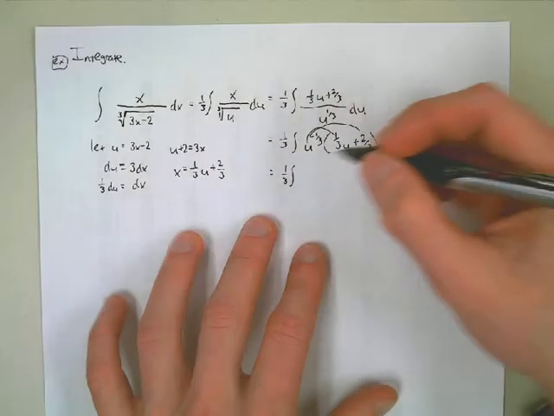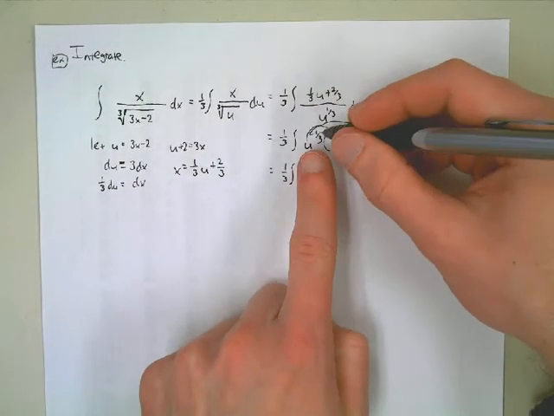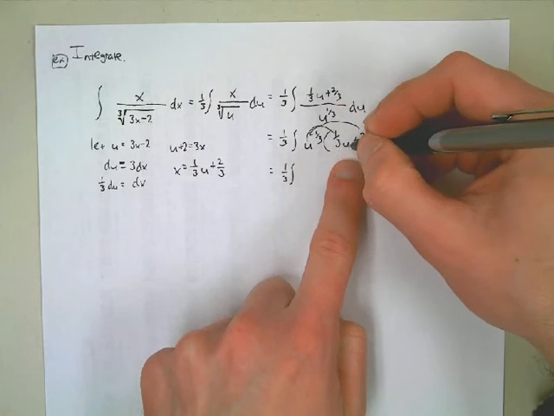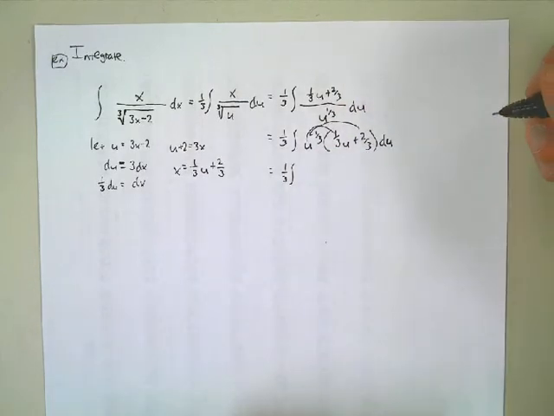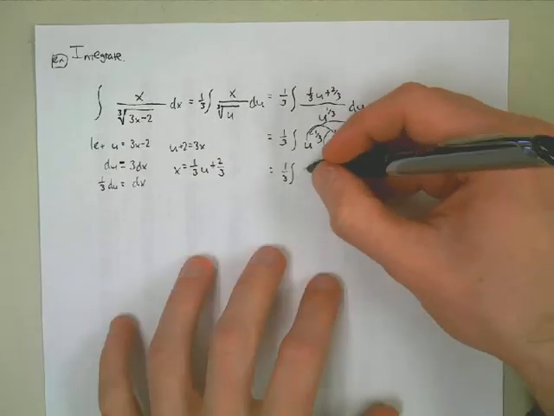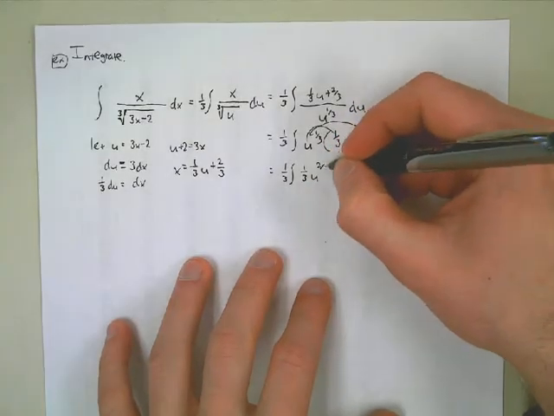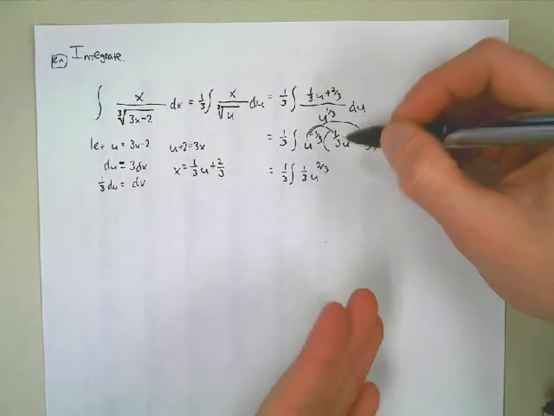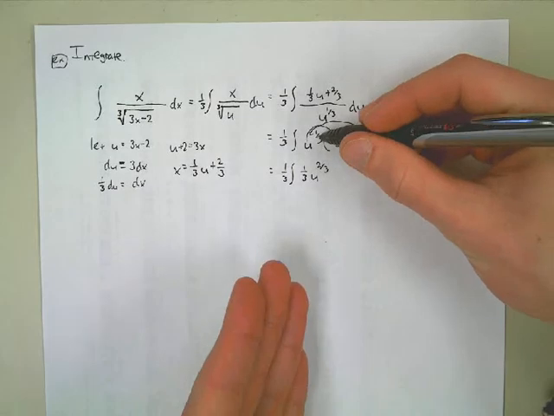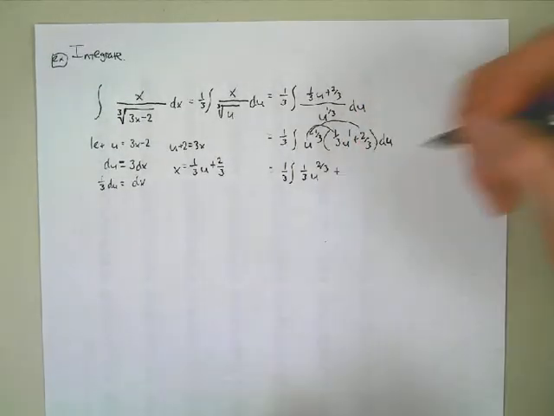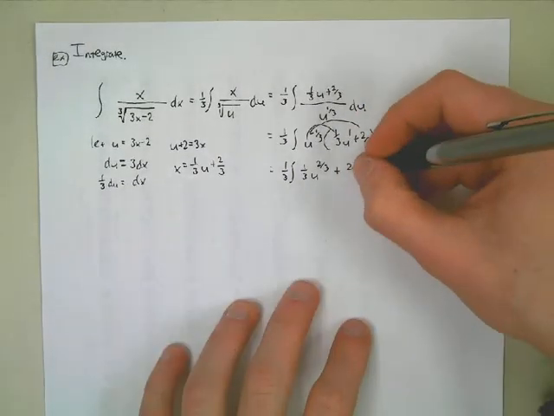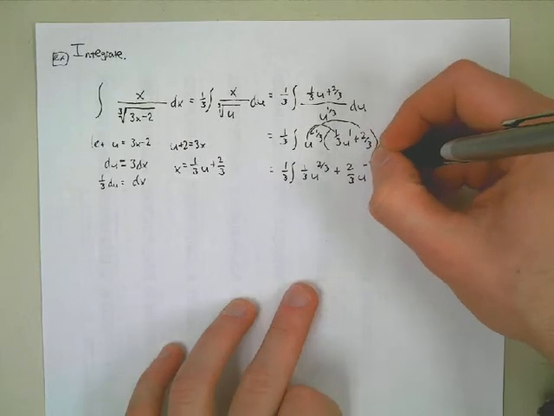Okay, so u to the negative 1/3 times 1/3 u. U to the 2/3. 1/3 u to the 2/3, yep. Right, when you multiply, you add exponents. This is u to the 1, so negative 1/3 plus 1, 2/3. Okay, plus, well, the next one's easy. It's just going to be 2/3 u to the negative 1/3 du.